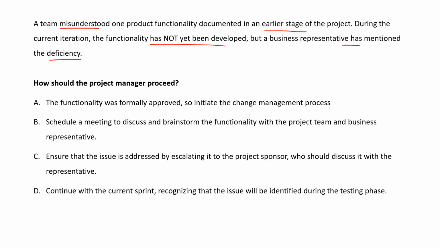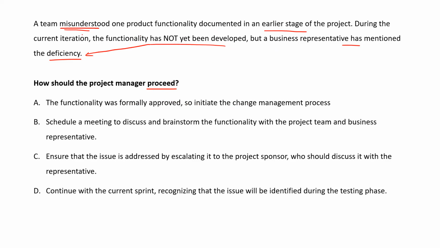Let me read it for you guys. They are saying that they misunderstood one functionality. During the current iteration, the functionality has not yet been developed. But a business representative has mentioned the deficiency that this functionality is missing or is not the same. How should the project manager proceed? The functionality was formally approved, so initiate the change management process.